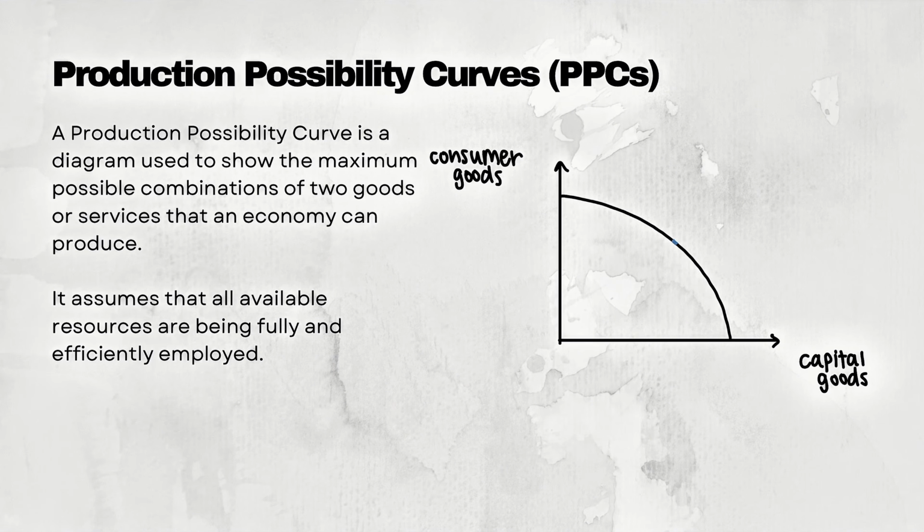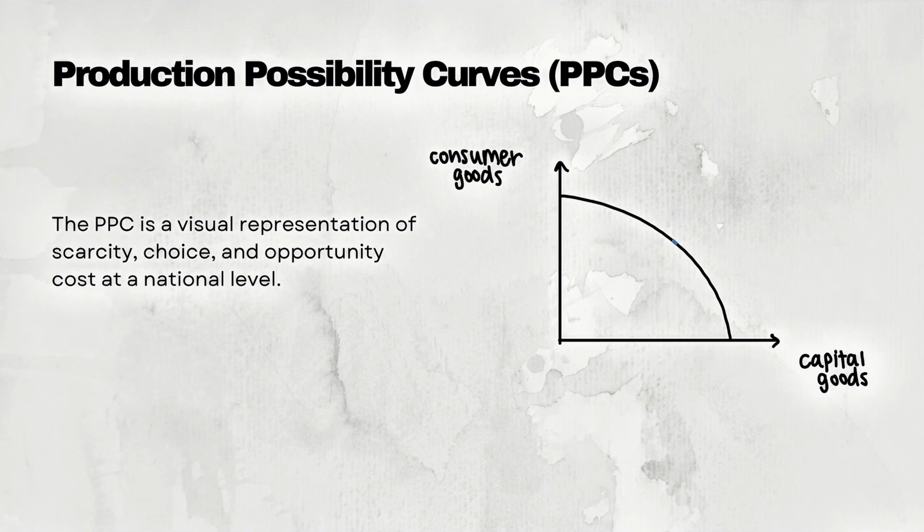Now moving on to the production possibility curves. This is a diagram that shows the maximum possible combinations of two goods or services that an economy can produce. And on the line here, this assumes that all available resources are being fully employed. The production possibility curve is a visual representation of scarcity, choice, and opportunity cost at a national level. I will explain this to you in a few slides ahead.